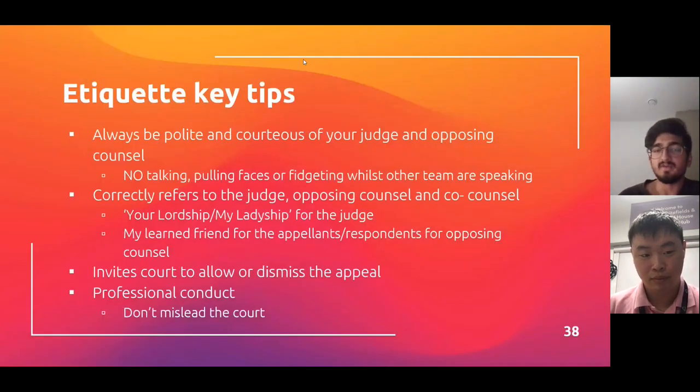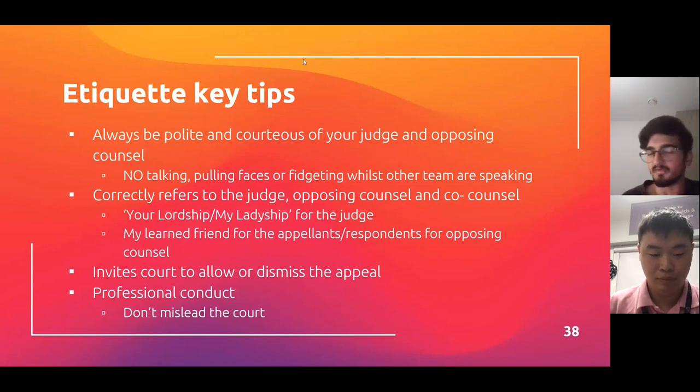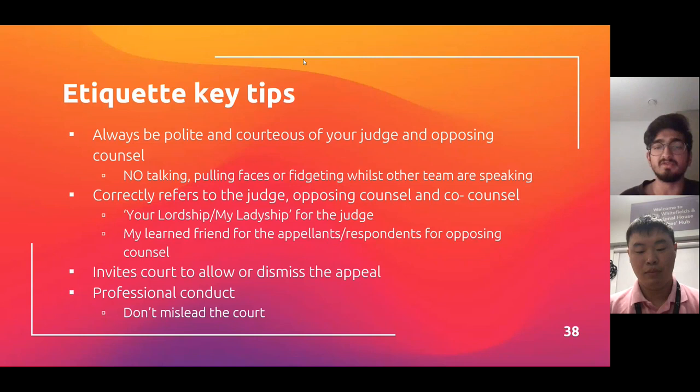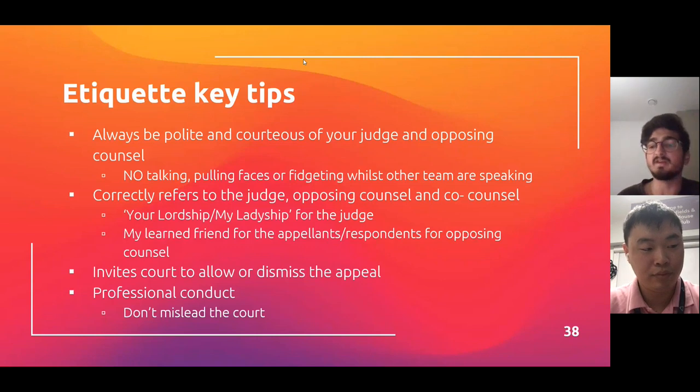And looking at etiquette, it's always really important to be polite and courteous to both your judge and your opposing counsel. So please, please, please don't talk when the judge is asking a question, or giving feedback, or when your opponents are giving their arguments. Obviously, don't fidget either, because that could distract everybody else. If you need to communicate with your partner, do it discreetly.